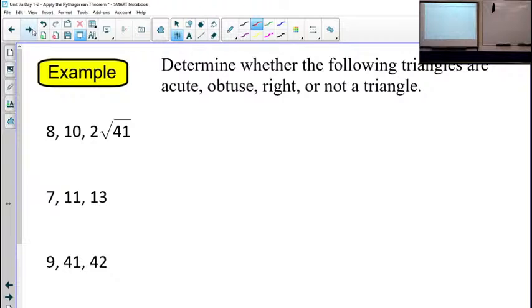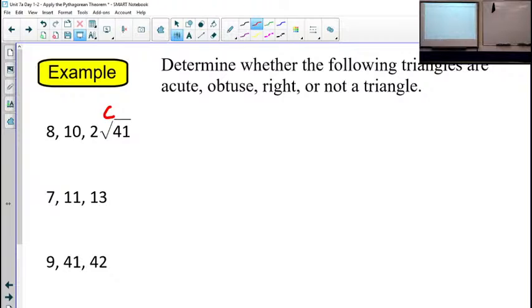So we are going to do a couple of these here. I'll do a couple of them, and then I'll be asking you to do a couple on your own to give you some practice with them. All right, here we go. 8, 10, 2 square root of 41. Remember, the first thing we need to do is to figure out which side is the longest side. 8, 10, or 2 square root of 41, which one's the longest? In this case, it's going to be 2 square root of 41.